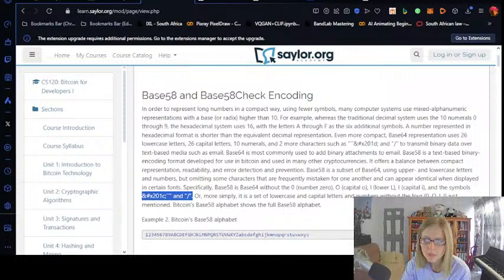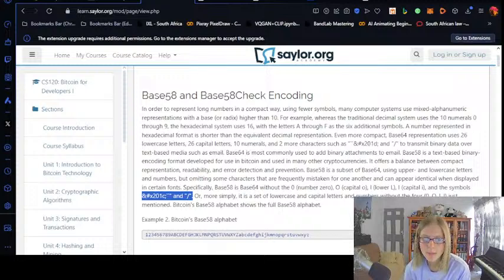So one can appreciate that 0 could be confused with capital O, or capital O could be confused with 0, and even an l, or in the case of a capital I, it could be confused with 1. So they've intentionally omitted those for the purpose of Bitcoin.